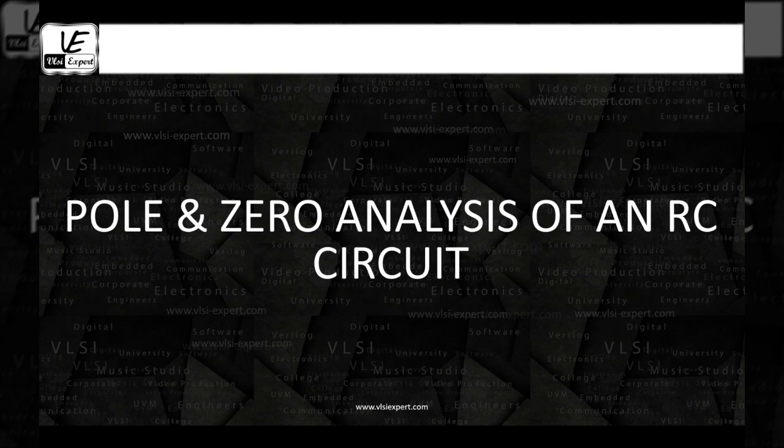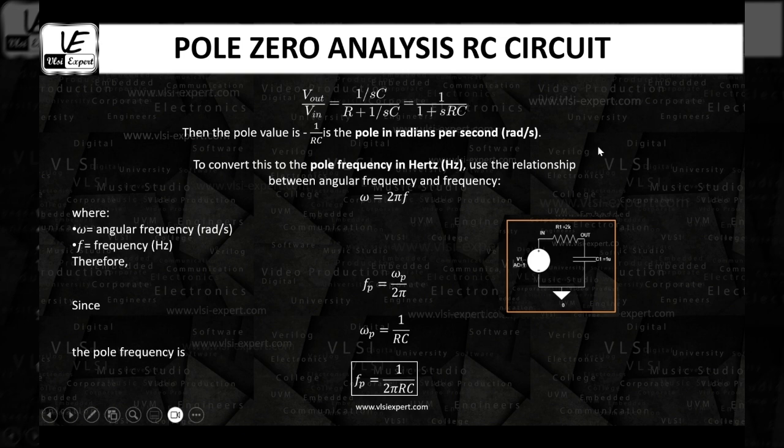So let's get started. When we were talking about our RC circuit in the last session, we saw that the transfer function for an RC circuit was V out by V in is equal to (1 by SC) divided by (R plus 1 by SC). If I simply solve it, this comes to 1 upon 1 plus SRC. Given a transfer function, if we want to find its pole, we put the denominator equal to 0, and this gives me my pole: S is equal to minus 1 by RC.